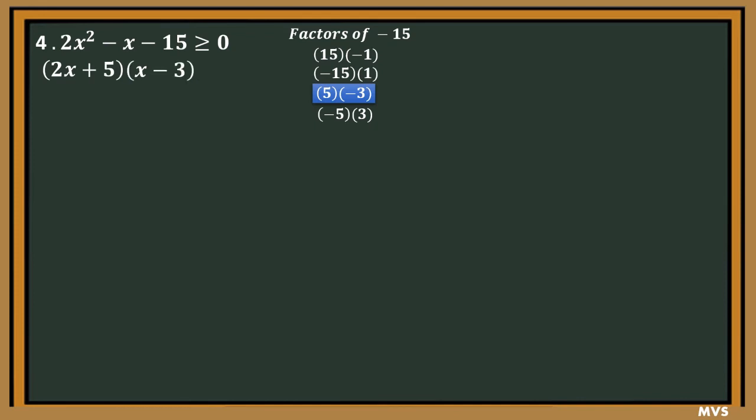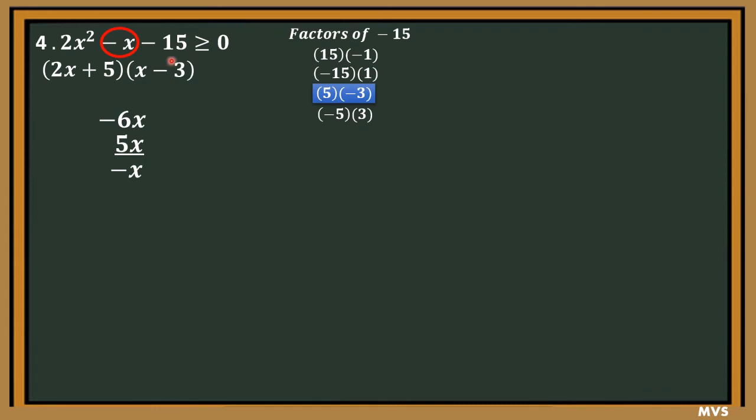You can check this using the FOIL method. 2x times x, that is 2x squared. Then let's have the outer: 2x times -3, that is -6x. Let's have here the inner: 5 times x, that is 5x. And then get the sum, that is -x. That is correct. And then the last term, 5 times -3, that is -15.